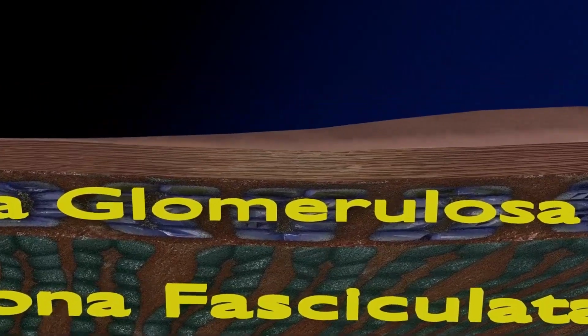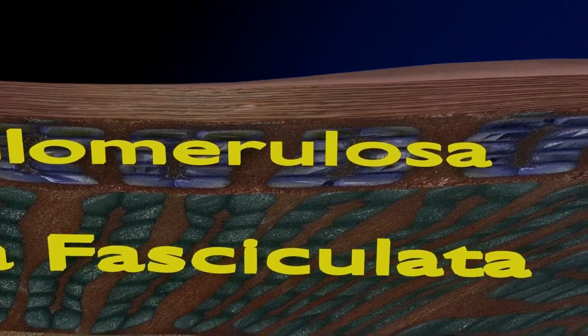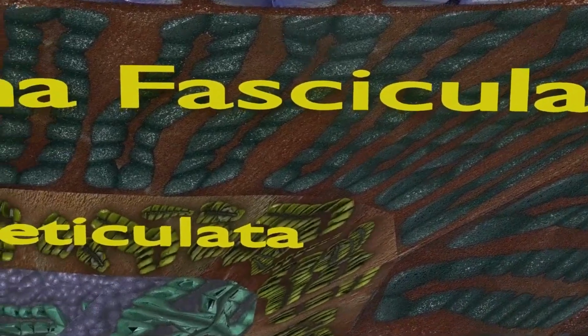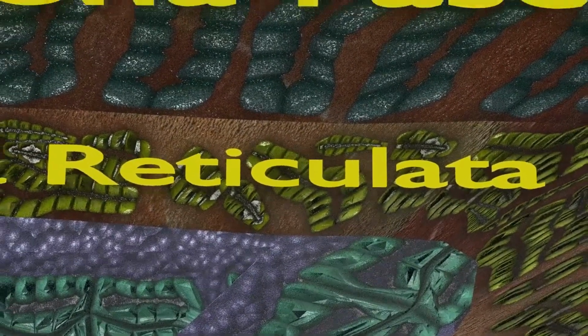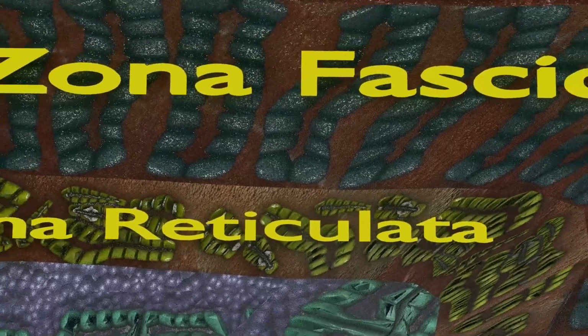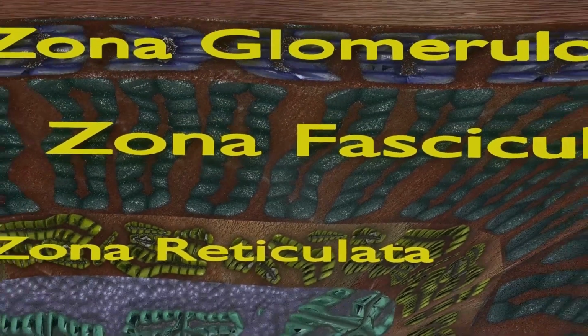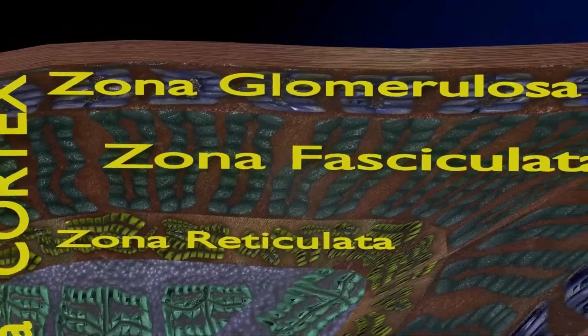The mnemonic GFR can be used to memorize the orders of the zones. Each zone is responsible for producing specific hormones, which will be described in the next part of this video series.